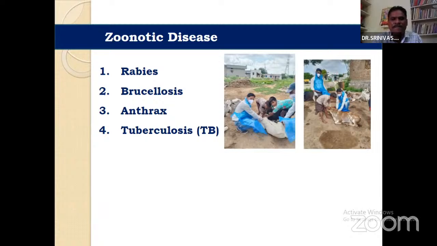Next one is anthrax. Anthrax is also a very zoonotic disease, which humans usually get when animals die. You see blood through the ears, nose, and all the orifices. It's also a bacterial disease. Even humans get this disease.